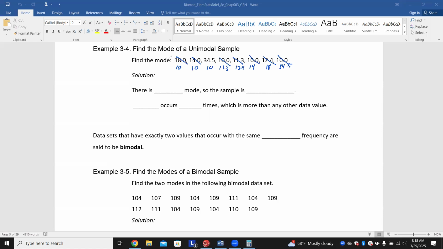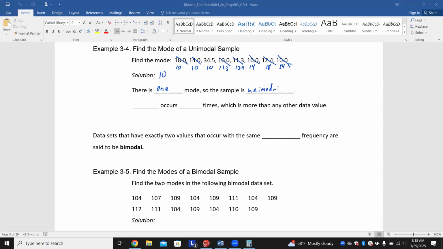All right, so the mode would be the number that occurs most often. I can obviously see that 10 is the most often number. Maybe you could see that without putting it from least to greatest, but more data might need you to do that as well. So there is one mode in this situation. There's only one number that occurs the most, so the sample is unimodal.